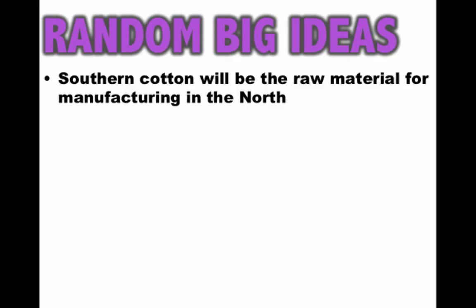Some random big ideas for these chapters. Southern cotton will be the raw material for manufacturing in the North. These economies are linked together. We oftentimes think about them as North, no slavery, South, slavery, but they are connected economically. This is going to lead to an increase in the internal slave trade. Slave trade was banned in 1808 from abroad, but slaves are going to be sold constantly, especially as the nation moves west.